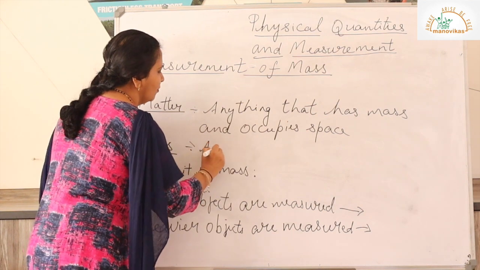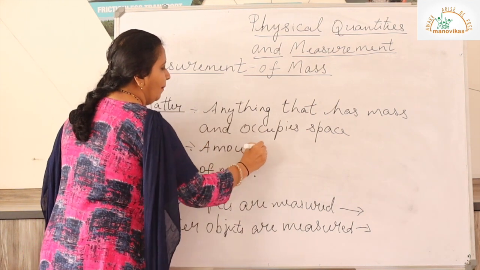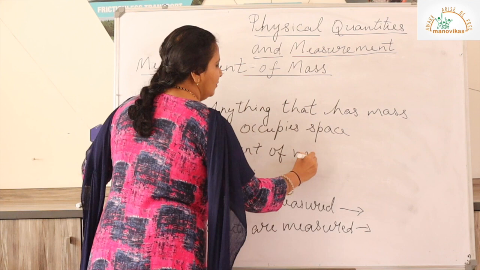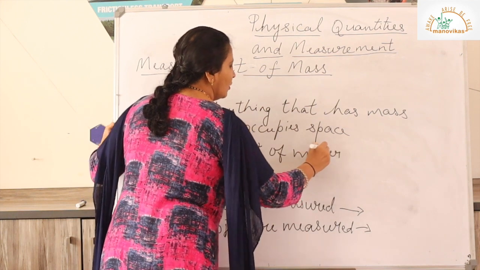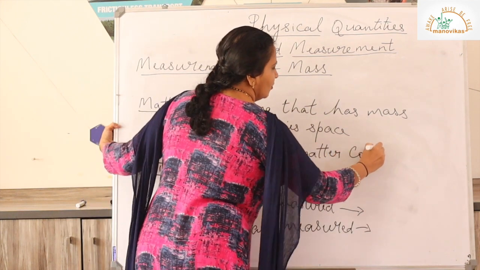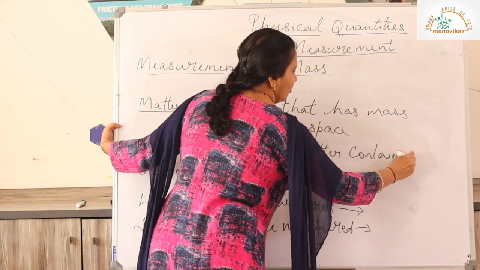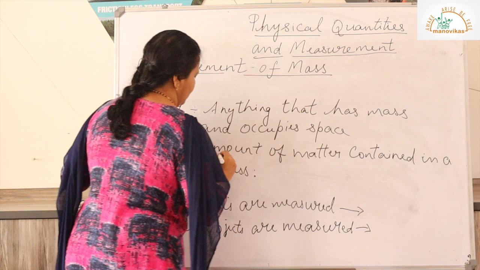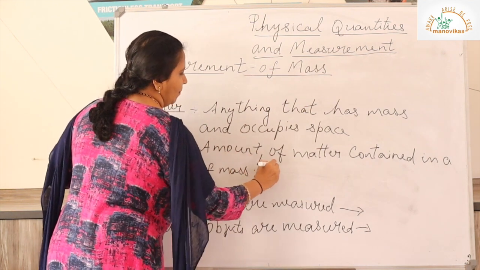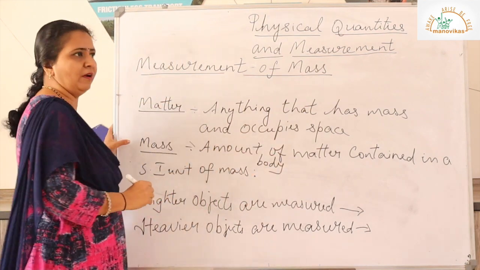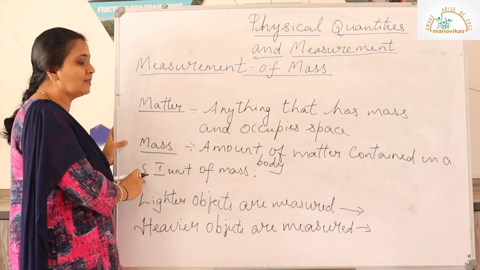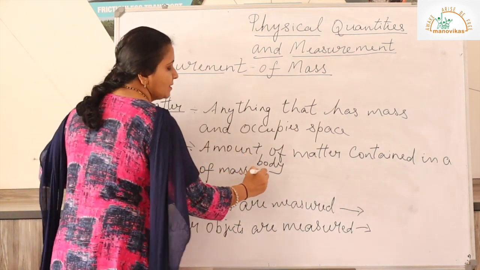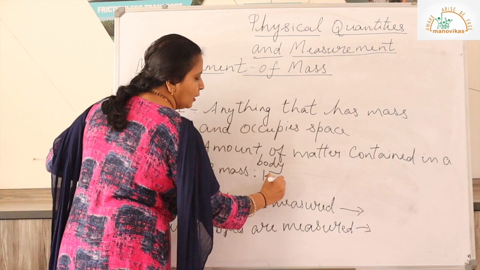The amount of matter contained in a body is called mass. Now let us see what is the SI unit of mass. SI unit of mass is kilogram.